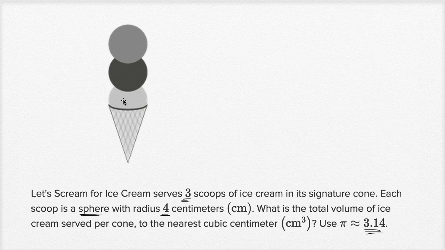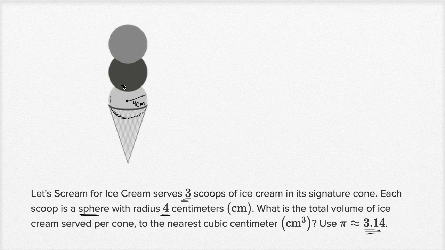So there's 3 scoops of ice cream. Each of them is a sphere, so this bottom one you can't fully see because it's in the cone. And they each have a radius of 4 centimeters. So if you go from the center of the sphere to the surface of the sphere, that is 4 centimeters. What we really just need to do is figure out the volume of one of these scoops, and then multiply by 3, because we have 3 scoops and they all have a radius of 4 centimeters. They all have the same volume.